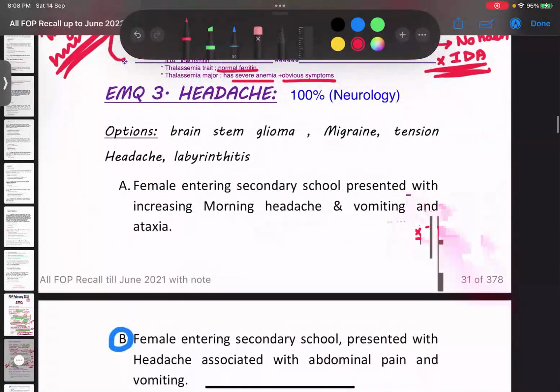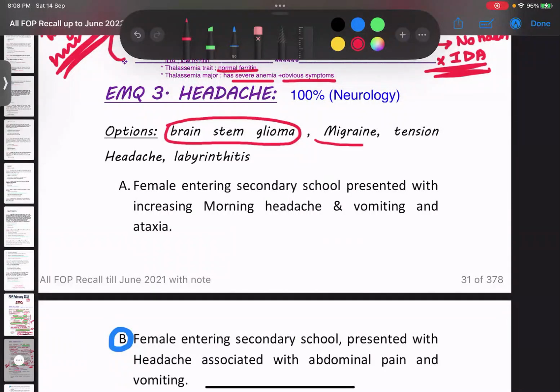So what happens in case of headache? They gave some options. We have brainstem glioma, which is basically an infratentorial tumor with cerebellar symptoms, or cerebellar tumor. Migraine, we have headache with an aura, occipital headache. There is tension headache, like band-like headache. Labyrinthitis: what happens in labyrinthitis? Usually there is vertigo, there is dizziness. Along with that, there can be headache as well.